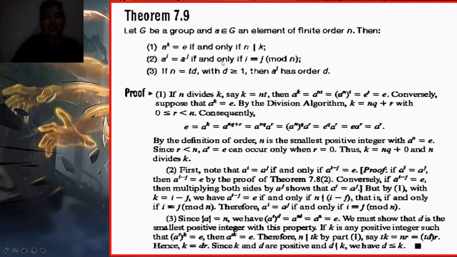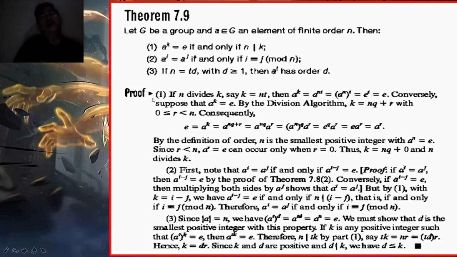Okay, next number 2. a to the I is equal to a to the J if and only if I is congruent to J mod n. Okay, nanani ganina katong i to the 10 na to no, i to the 10 is equal to i to the 2, na 10 is congruent to 2 mod 4. Kung ganina. Next, number 3. If n is equal to td, with d is greater than or equal to 1, then a to the t has order d. Tama? Order niya kay d, kay 1 man. A to the t, raise ni mo sa d class. Ay, i-prove lang na siya.